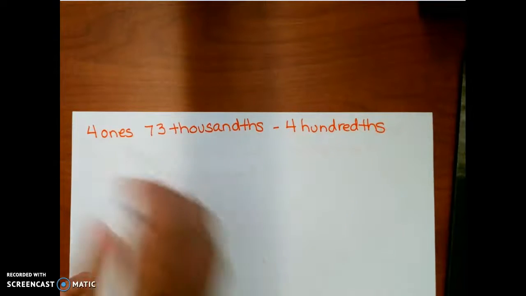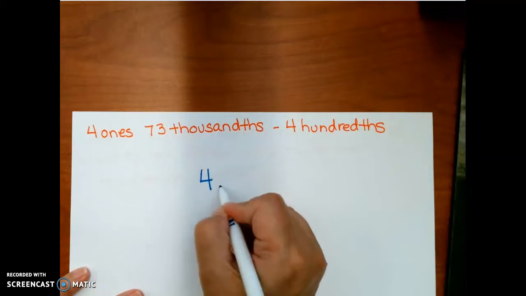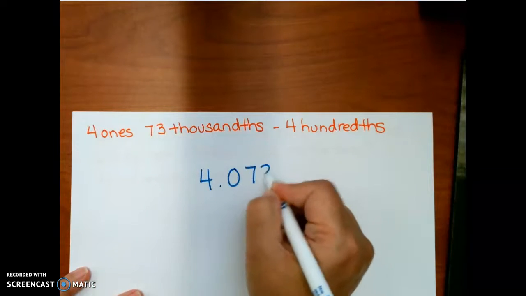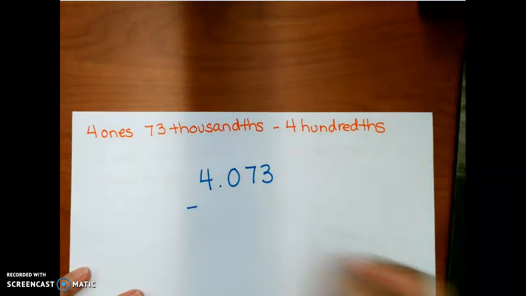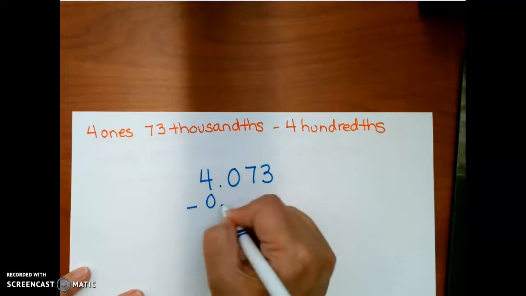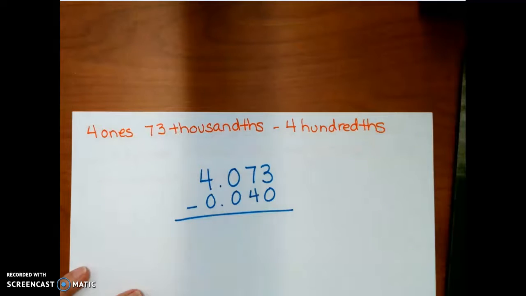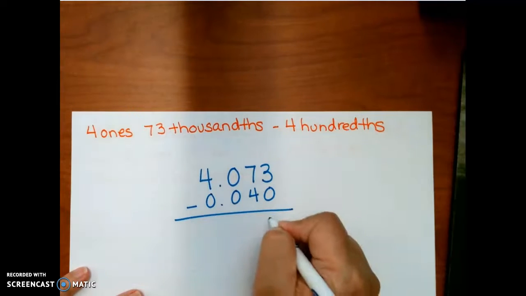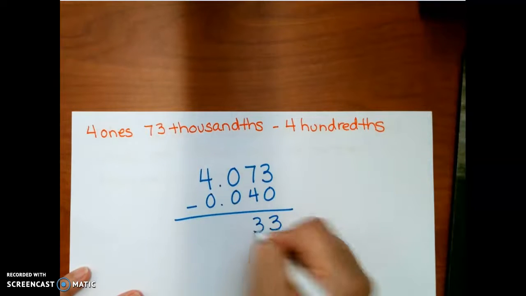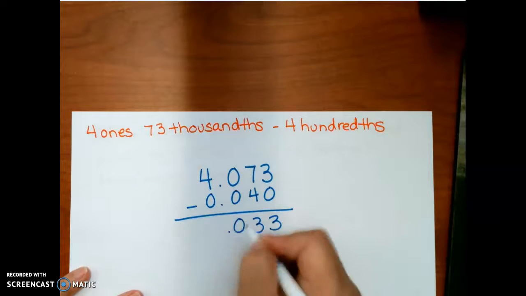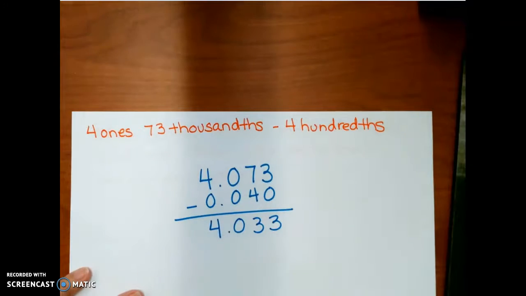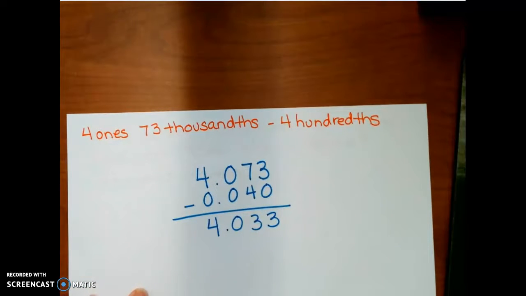All right, last one before we do a word problem. 4 ones, 73 thousandths minus 4 hundredths. No ones, no tenths, 4 hundredths, no thousandths. And when I subtract, 3 minus 0 is 3, 7 minus 4 is 3, 0 minus 0 is 0, and 4 minus 0 is 4. So 4 ones, 73 thousandths minus 4 hundredths is 4 and 33 thousandths.